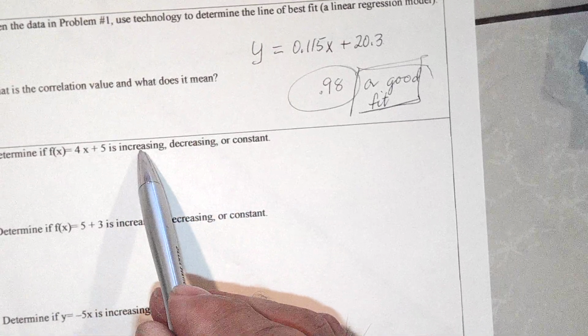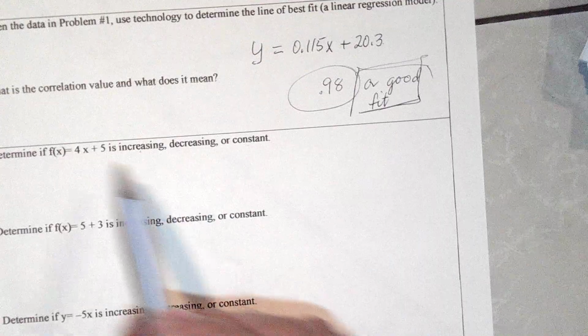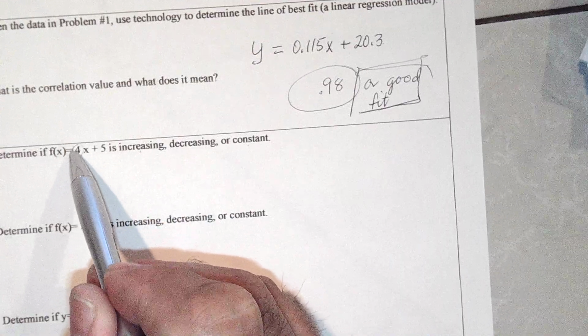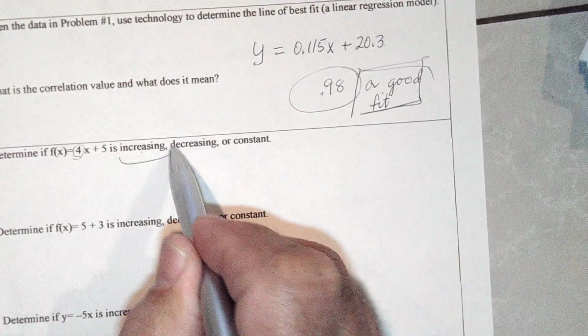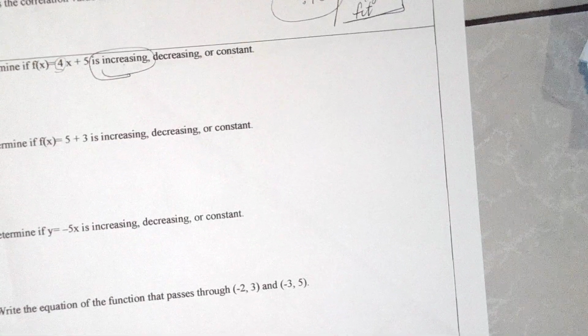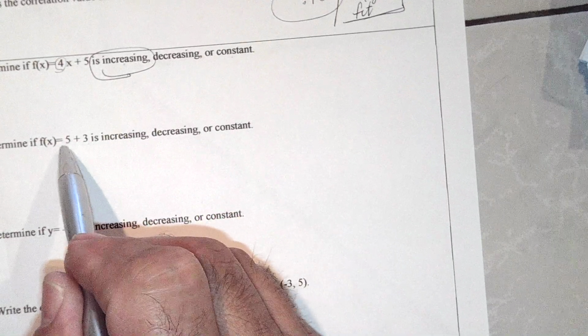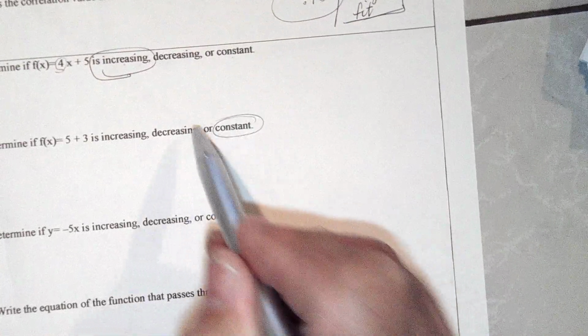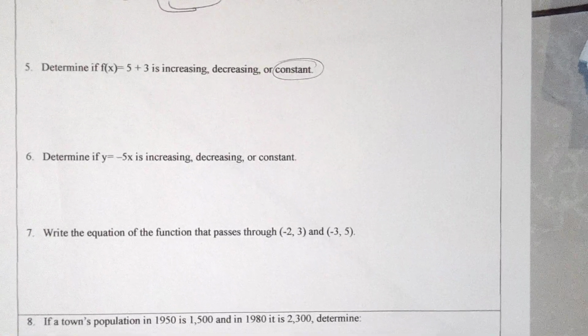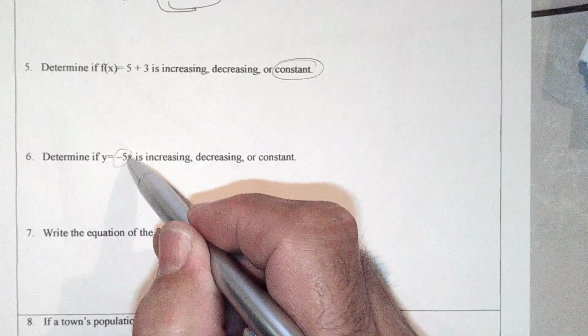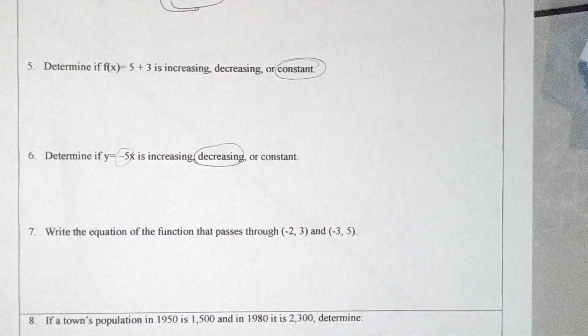So whether it's increasing, decreasing, or constant depends on the slope. The slope is the number times x. That's a positive 4, so this one is increasing. This one, there's no x, so it's a constant. Next one, it's negative 5x, so it's decreasing.